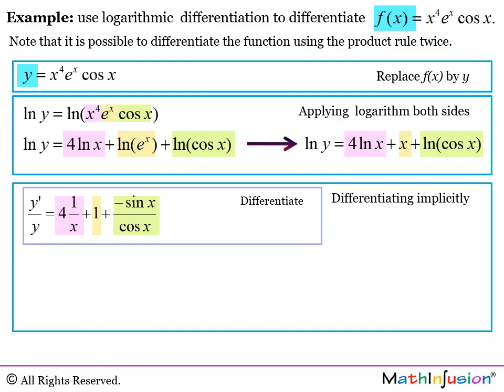It's very easy because we already know that if we differentiate ln of y, we get y prime over y. We know also that when we differentiate ln of cosine x, we have to do the fraction line, cosine x under, and above the fraction line we have the derivative of cosine x, which is minus sine x.